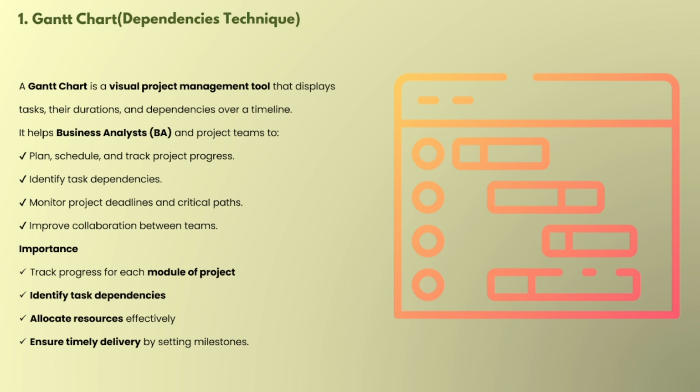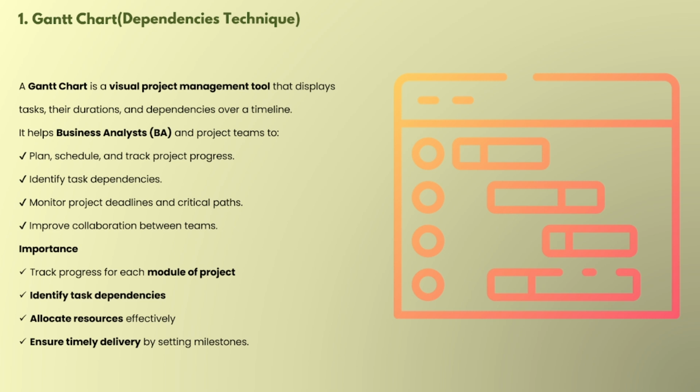Then allocate resources effectively. Well, this is very important. We can assign the right people to the right task. Let us consider giving the API integration work to the tech team while the BA team handles UI validation rules. When it comes to testing or any other task, we can identify which people can do which work. So in this way we can use the Gantt chart.